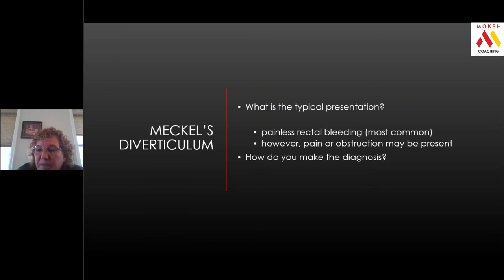No problem, ma'am. Okay. Why does it cause bleeding? Well, that's a good question. It is actually a remnant of the omphalomesenteric duct. And so the cells that line it, when they break down or they ulcerate, they bleed. And so it bleeds from the inside. And that's actually one of the most common things you'll see with the Meckel's.